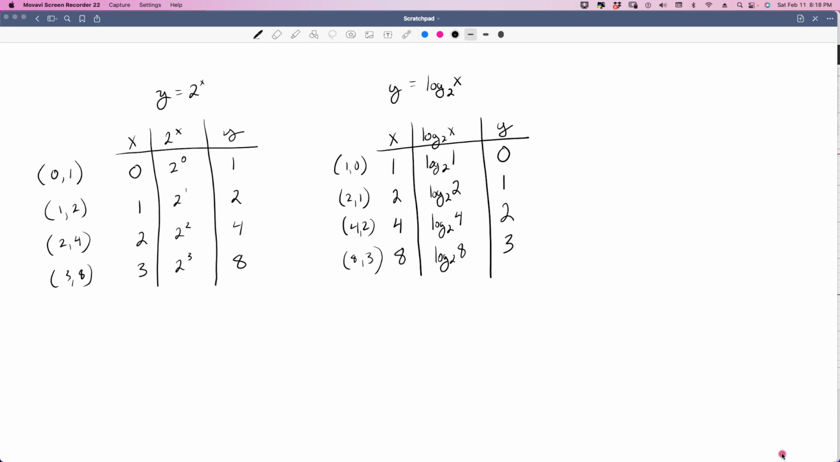Welcome. We are in the second part of 65. We are in 65b, graphs of logarithmic functions. We're just going to learn how to graph these.